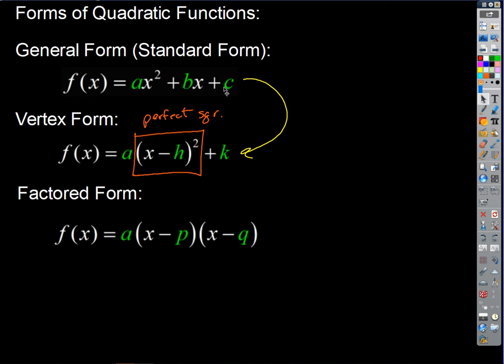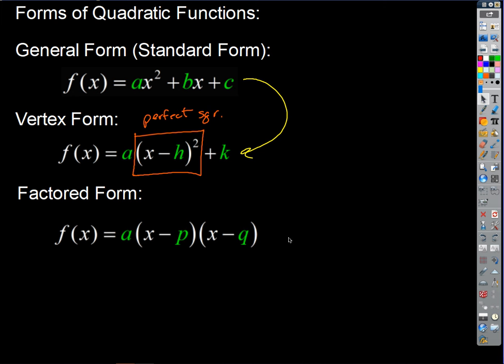And I'll give you a hint. If I want to know where f of x, which is y, equals 0, that's a pretty good hint. That would give me the equation a times (x minus p) times (x minus q) equals 0. What would be the solutions of that equation? What are the values of x I can plug in and get 0 for my answer?